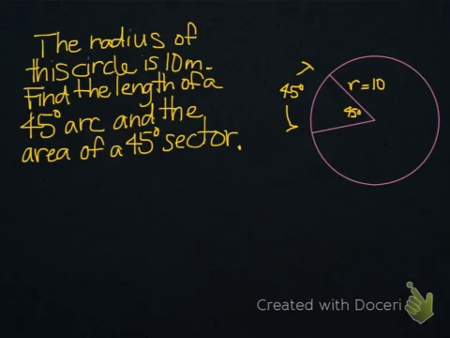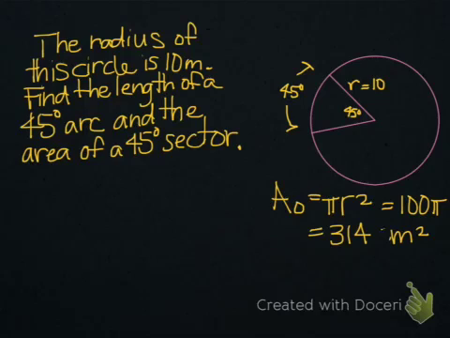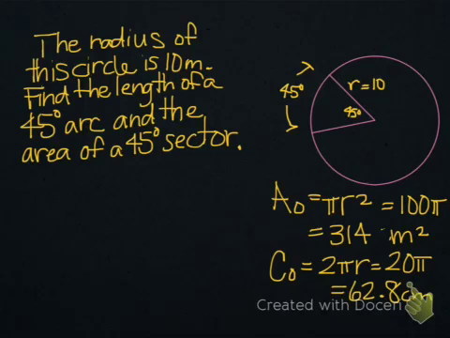So let's do an example. The radius of this circle is 10 meters. Find the length of a 45-degree arc and the area of a 45-degree sector. The first thing you have to do is find the area and circumference of the circle. The area of the circle is pi r squared, or 100 pi, which is 314 square meters. The circumference is 2 pi r, which is 20 pi, which is 62.8 meters.